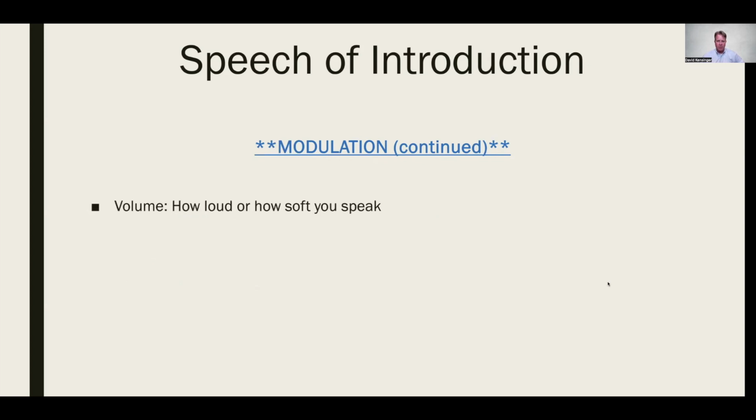Let's start with number 1, volume. Volume is how loud we speak or how soft we speak. It's our volume. Your favorite song comes on, what do you do? You turn up the volume so that it's louder.